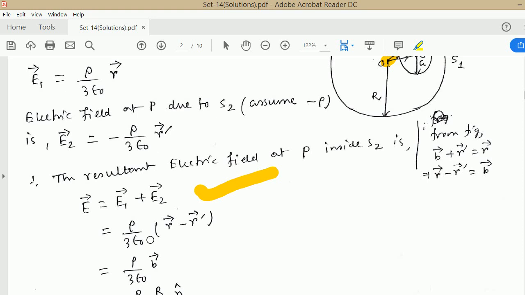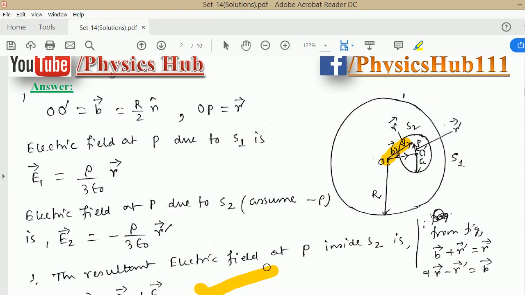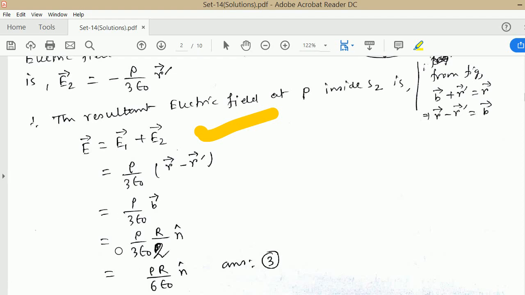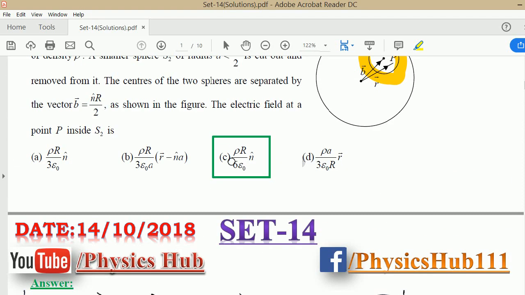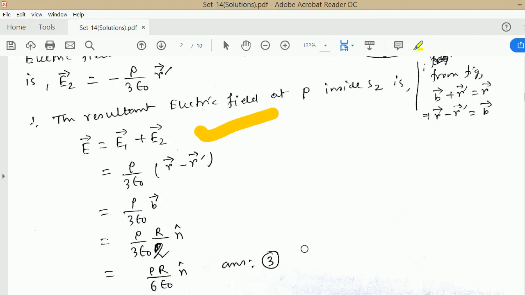So rho by 3 epsilon naught is taken common, R minus R prime. So rho by 3 epsilon naught into B. Now B is given as R by 2 n cap. So we replace the value of B here and we get E equals rho R by 6 epsilon naught n cap, and it is matching with option 3. And I have shown the necessary calculations here. You can check it out.